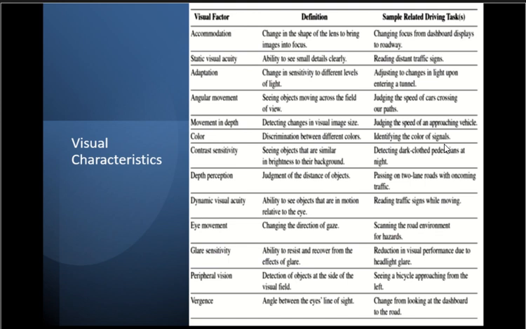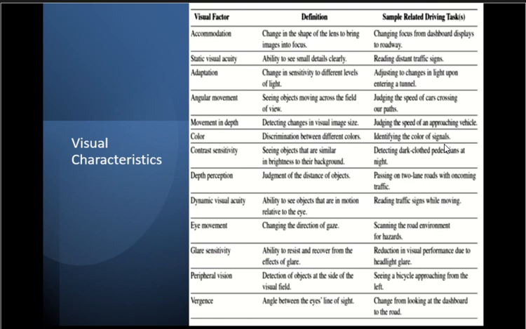Movement in depth: judging the speed of objects which are coming towards you or away from you. Angular was across you; depth is towards you, in the same line. So, how fast is the object coming towards you? The car in front of you, how fast is it going? If it has stopped, how fast are you going? This is movement in depth.